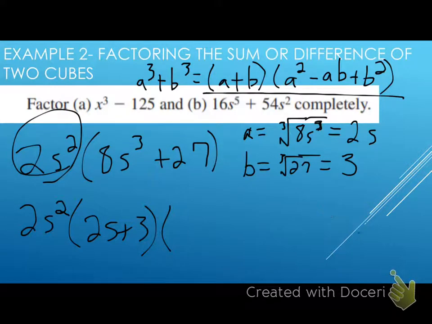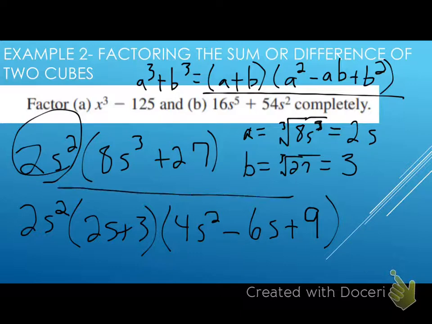So 2s squared would give me 4s squared minus, what's 2s times 3? 6s. And then b squared, what is 3 squared? 9. Here would be my answer.